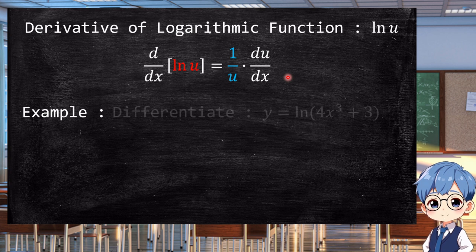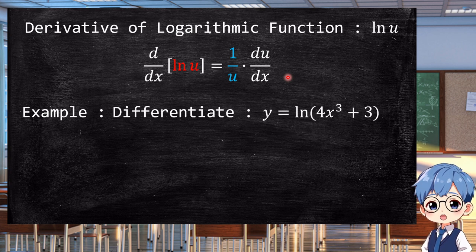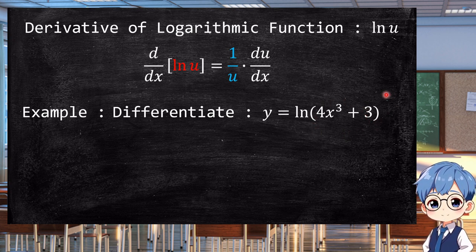Let's have an example. Differentiate y equals ln of 4x cubed plus 3. So take note, our u is 4x cubed plus 3.